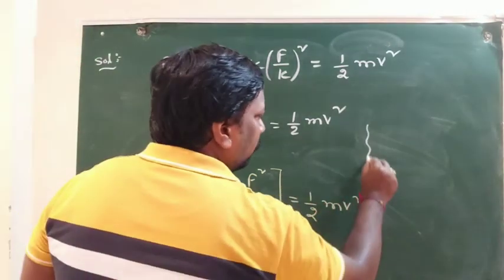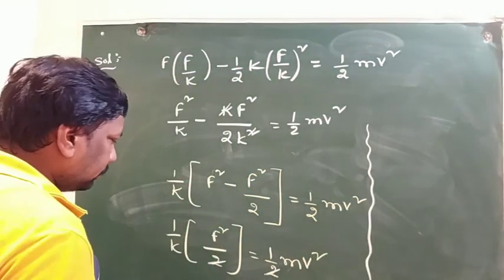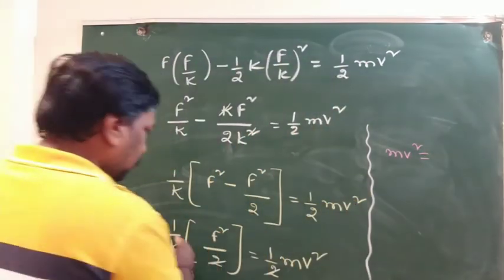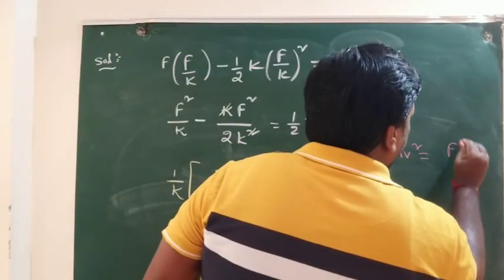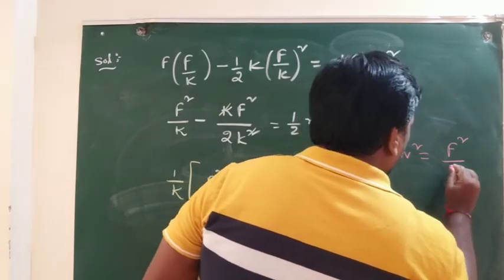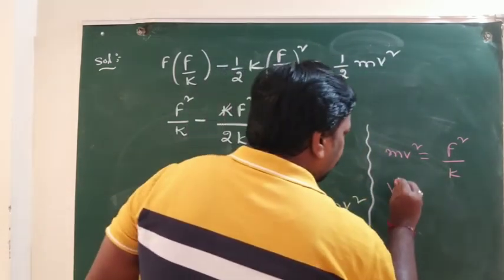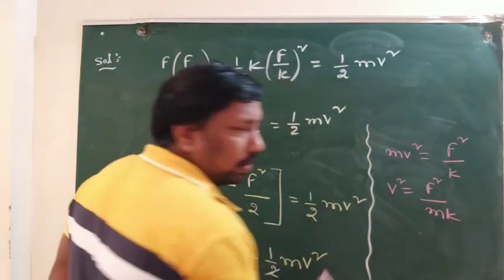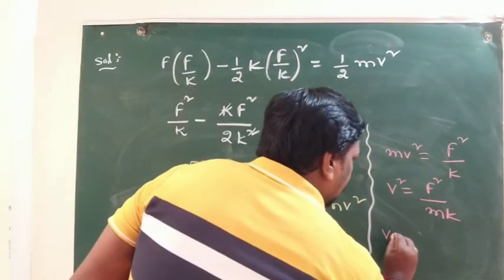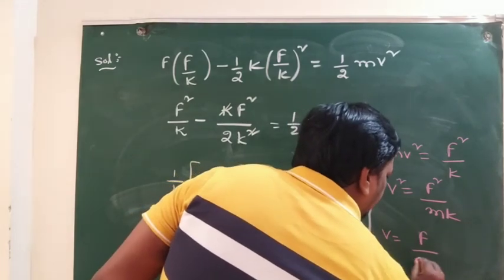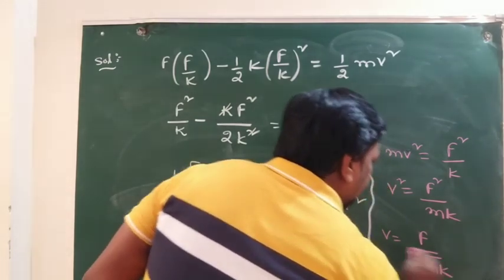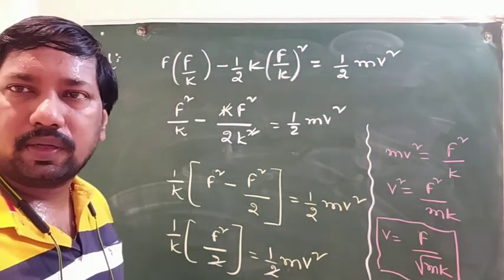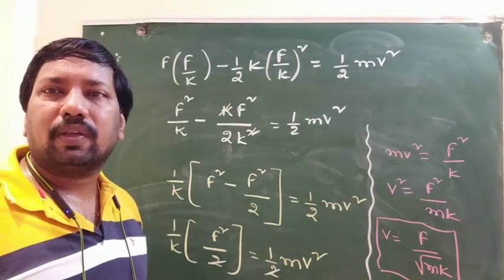Therefore mv squared equals F squared by K. So v squared equals F squared by mK. Now you can find v. So v equals F by root mK. This is the maximum speed of the block when the constant force acts on the block.